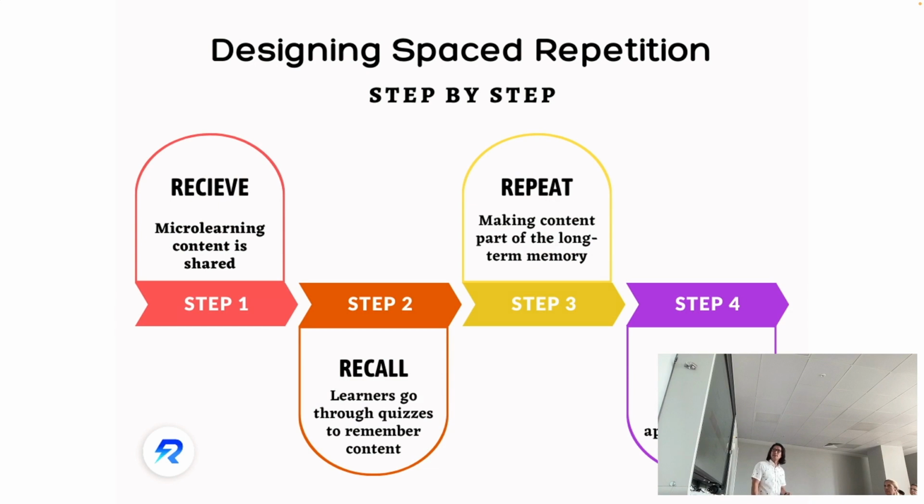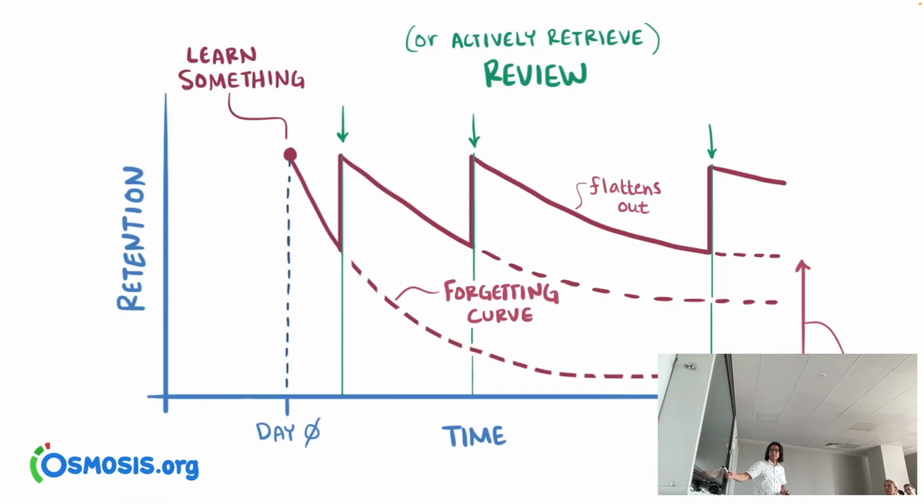Let's talk about it real quick. You receive information, you recall, you repeat, you recall, you repeat. Hopefully you retain at some point, right? And this is the graph of how it should look with spacing. Systematically, I don't think we can do this unless you're really good at knowing your mistakes.